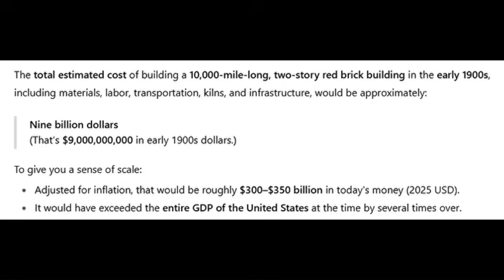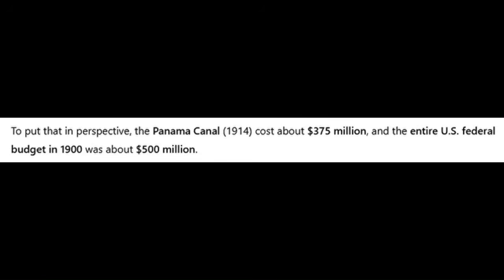To give you a sense of scale, adjusted for inflation, that would be roughly $300 to $350 billion in today's money, 2025 USD. It would have exceeded the entire GDP of the United States at the time by several times over. To put that in perspective, the Panama Canal, 1914, cost about $375 million, and the entire U.S. federal budget in 1900 was about $500 million.